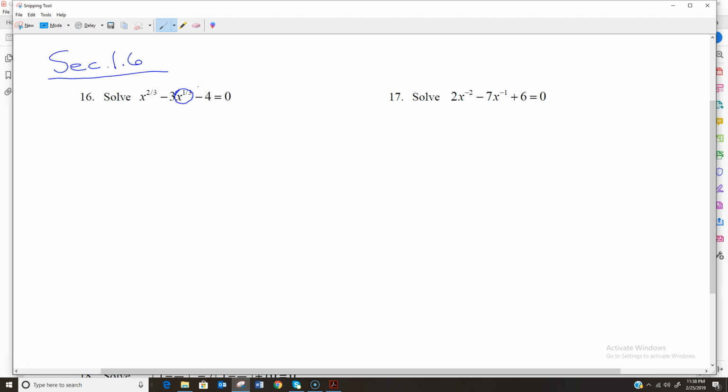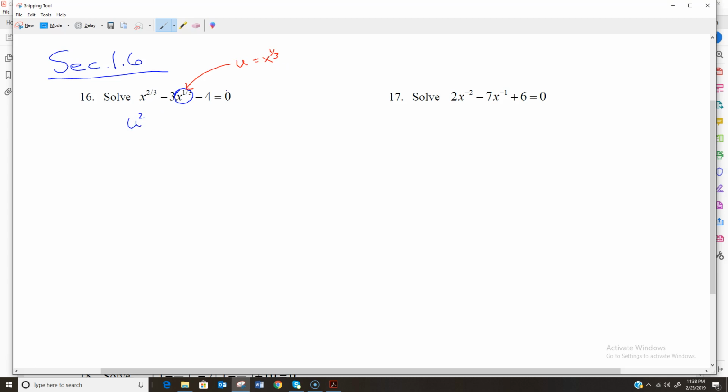So this middle term is going to be our guide as to what we want to use as our replacement variable. So we're going to replace x to the 1/3 with u. So u is going to be x to the 1/3. And then we're going to put that in place of all the x's. So if u is x to the 1/3, then u squared would be x to the 2/3.